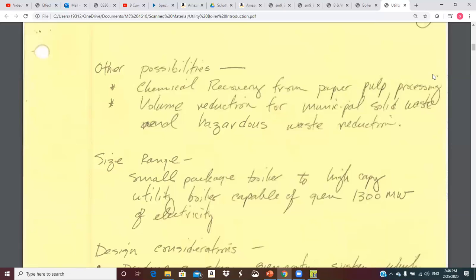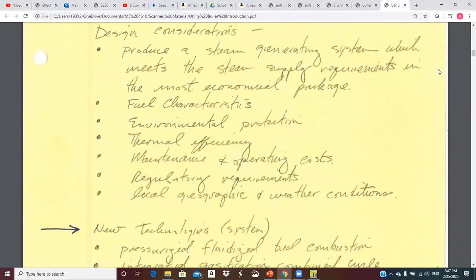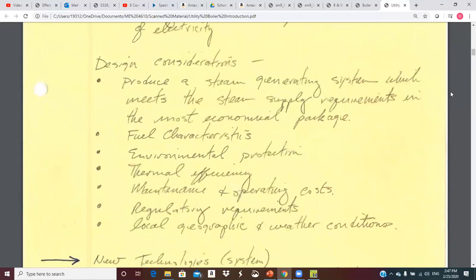Okay, so we talked about size range on the units. Let's look at design considerations. Oh my goodness. If you're going to design a boiler or a steam generator, whatever terminology you like, these are just a few of the things you have to consider in order to produce a system that is going to make people happy. You've got to supply the steam, most economical package, fuel characteristics. What are you going to burn these days?